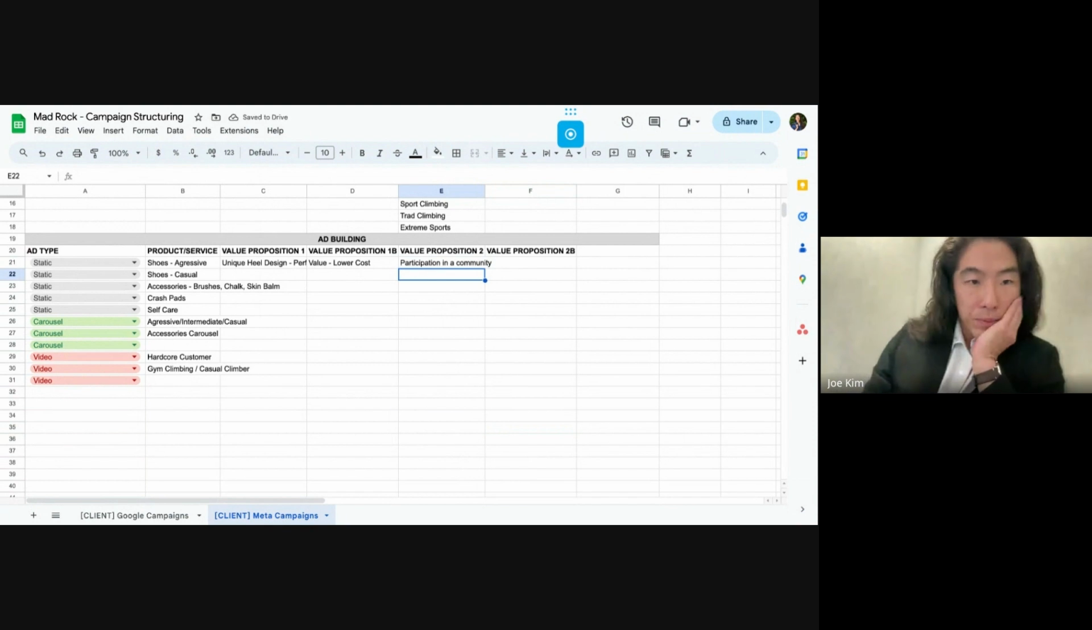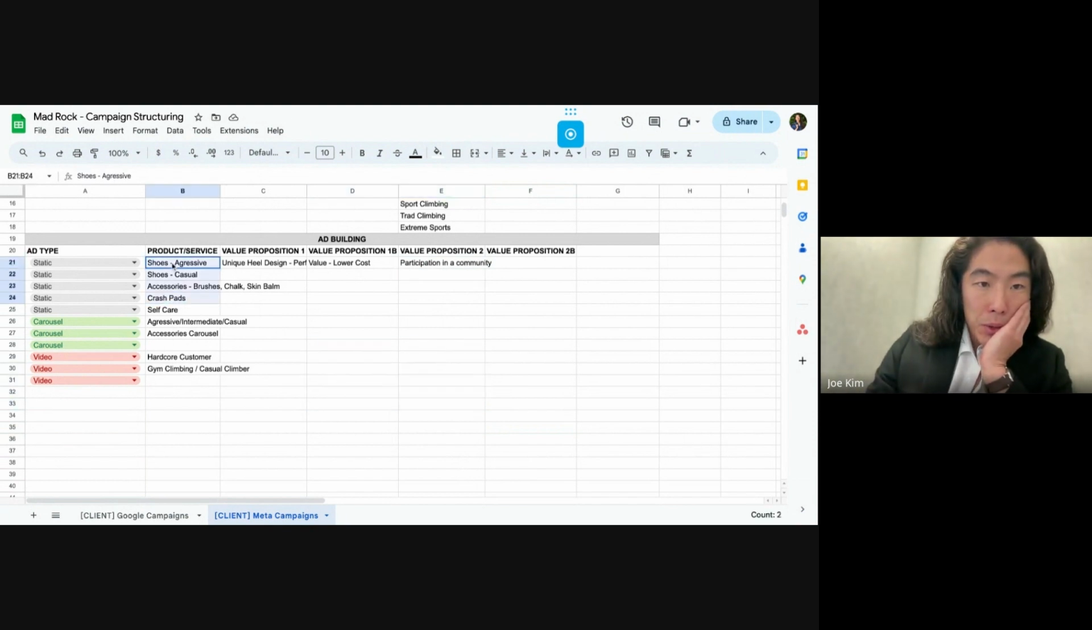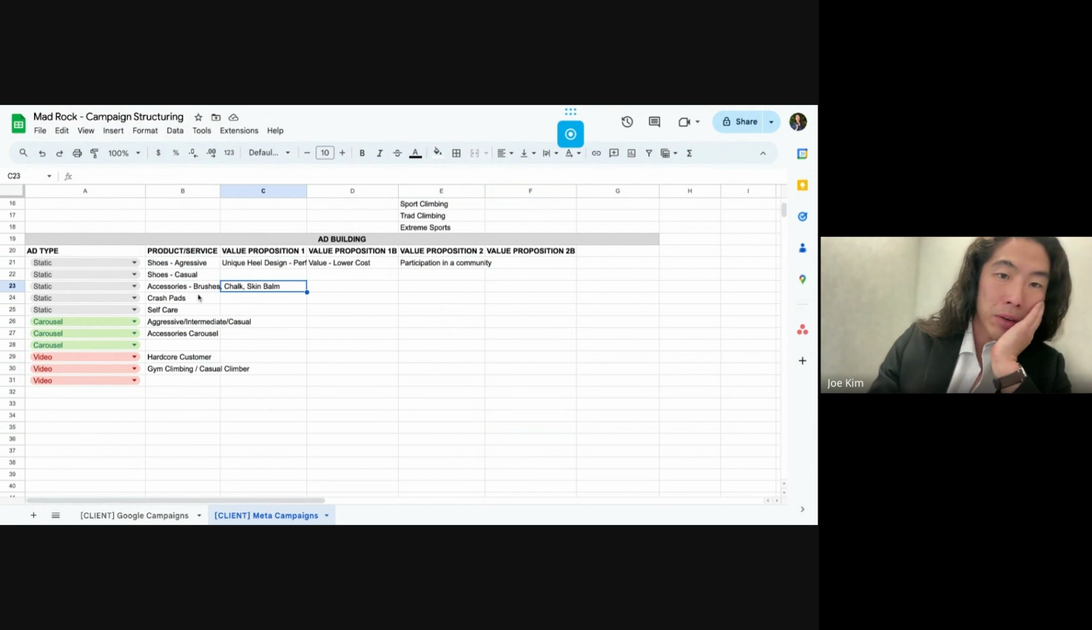Okay, so here we've got 1, 2, 3, 4, 5 different static ads that we could run. Accessories, etc. Performance as a message, we can massage that per category. With the high end aggressive shoes, the performance messaging will pair well. But you can also have something similar with a casual or even the accessories, like for the hard charging climber, you've got stuff to keep you going. That's something that we could work into copy.